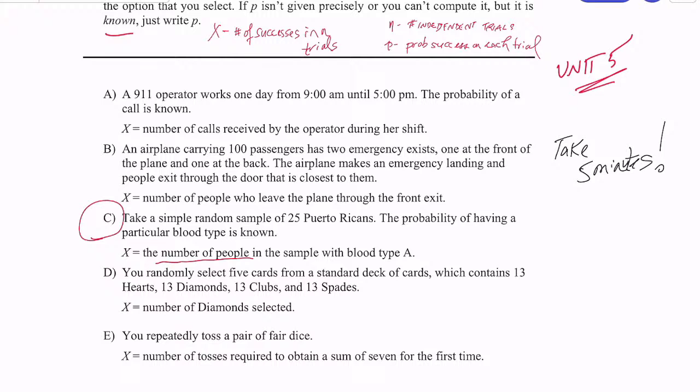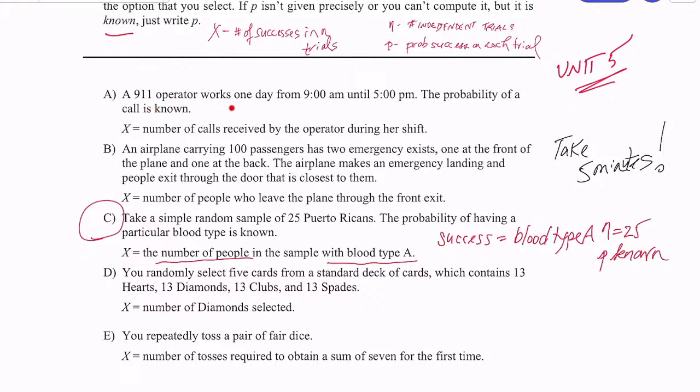Sorry, I was thinking about something. Yes, it represents the number of independent trials, and then this here refers to the thing we're looking for, the success. So blood type A is the success. And now we can go through this. N is 25, and P, even though I don't know the number, it's said to be known. So that's the closest, that fits best to the binomial. So let's go through the other ones. What's wrong with the rest of them?